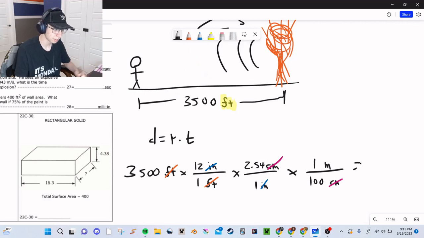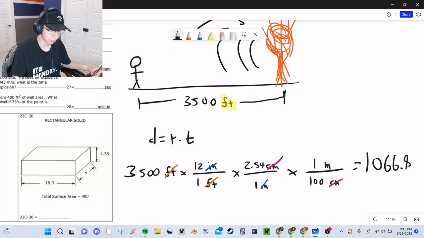Leaving us the measure of 3,500 feet being equal to 1,066.8 meters.